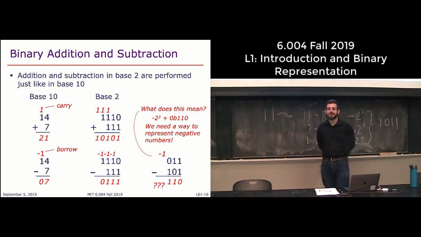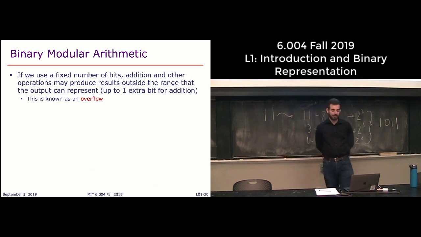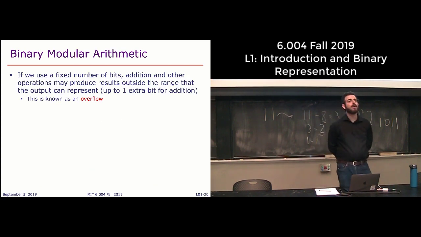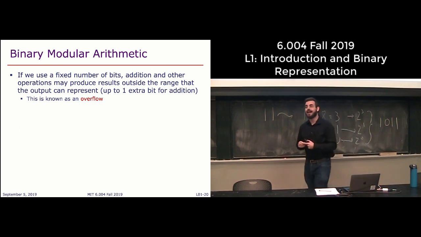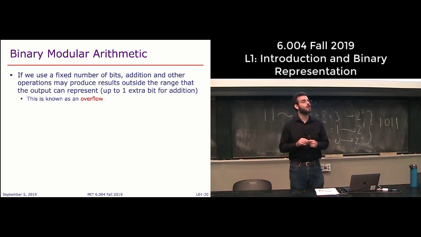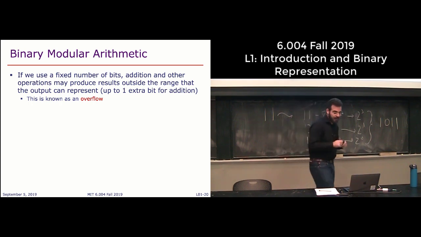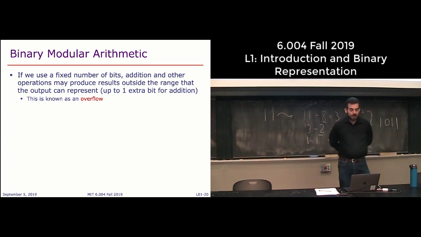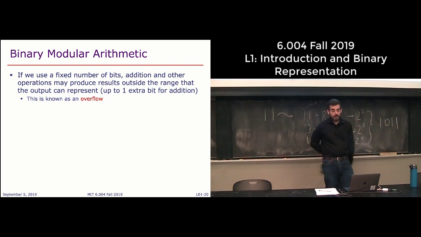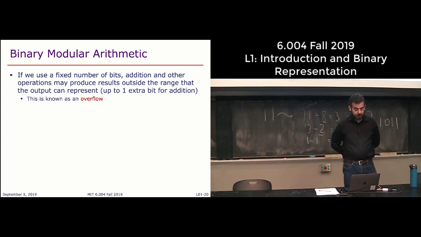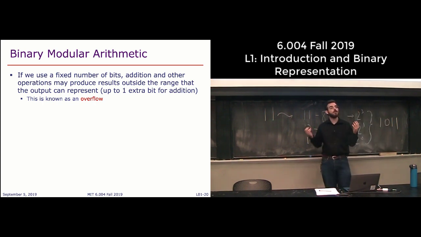Before we do that, let's actually take a step back and appreciate some nice properties that we get with positive integers. And in particular, we have what we call binary modular arithmetic. So if we use a fixed number of bits, and that's kind of necessary because there's no way to implement an unbounded number of bits in hardware, eventually you'll run out. And so we'll, in practice, manipulate 8-bit, 16-bit, 32-bit numbers. And so addition and other operations like subtraction may produce results that are outside of the range, right? For example, if you're adding two large numbers, you might run out of bits to represent them.